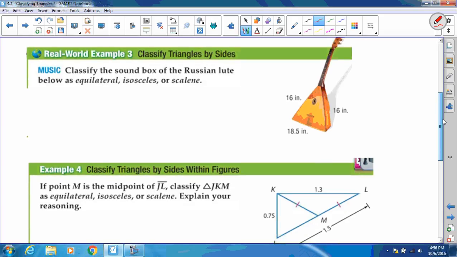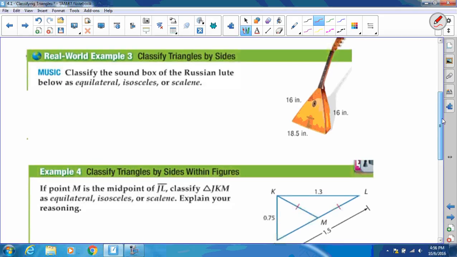All right, the first example here, we're going to classify the sound box of the Russian lut, I think is how you say that, below as equilateral, isosceles, or scalene. So it looks like these two sides here are the same or congruent, and so this would be an isosceles triangle.